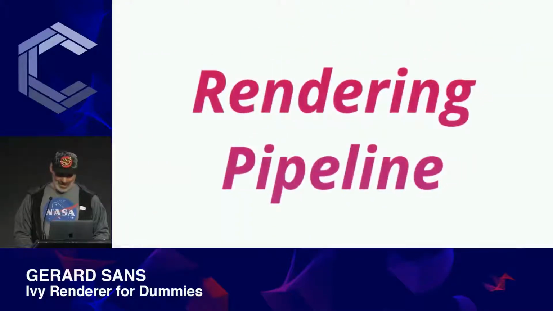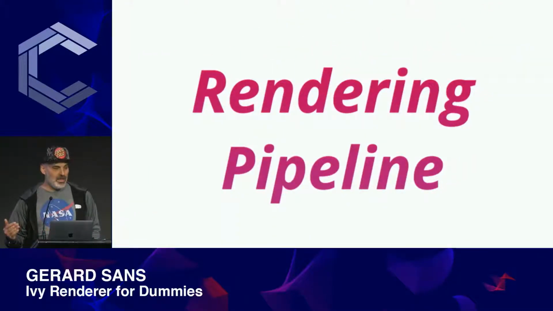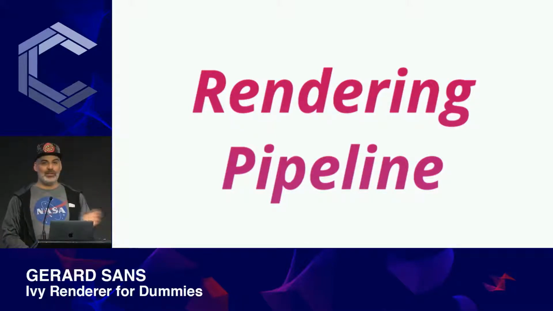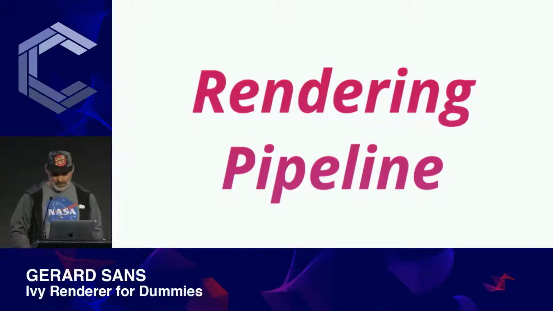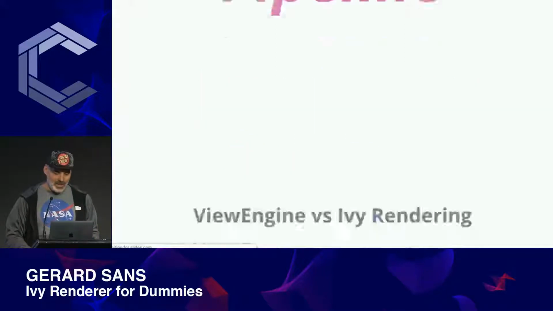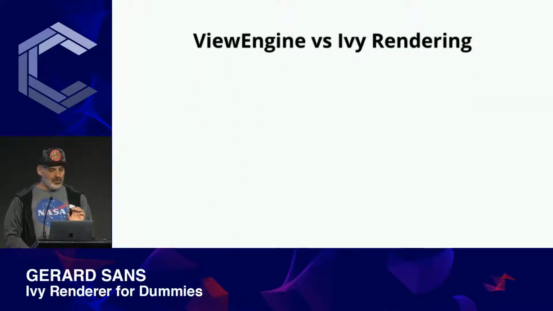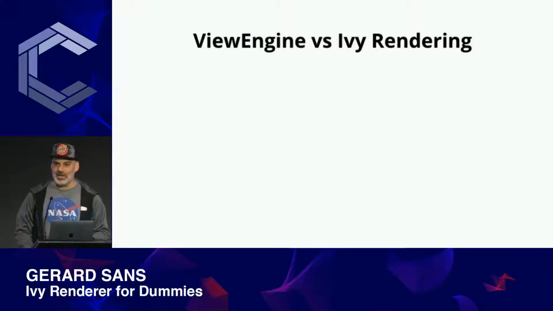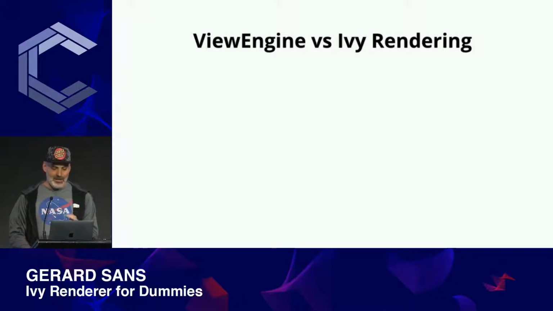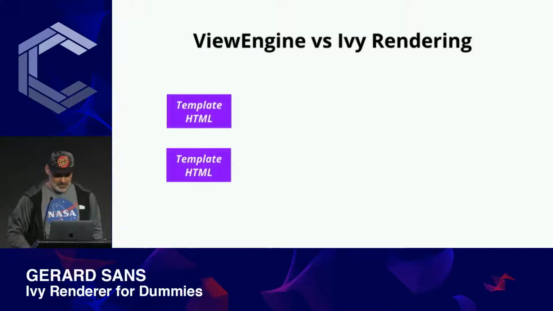Very good. So, rendering pipeline. This is the pipeline that goes through all of the steps from your component until you get the rendered JavaScript that goes to the browser. So let's compare how these rendering pipelines change. I'm going to put the ViewEngine. This is like a small race, okay? ViewEngine versus Ivy rendering preview.